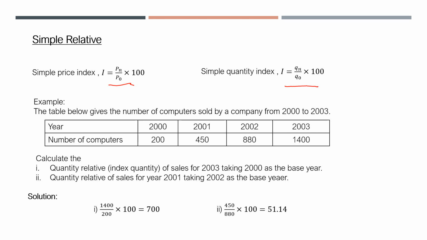P means price, Q means quantity. N is the current year, the current thing you want to find, and 0 is the base year. Okay, so now let's look at an example.